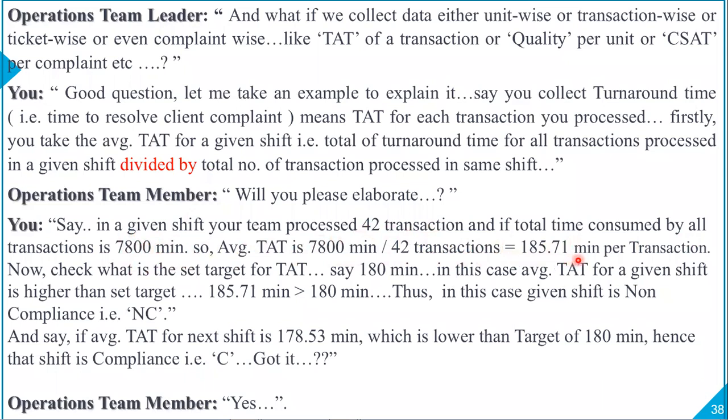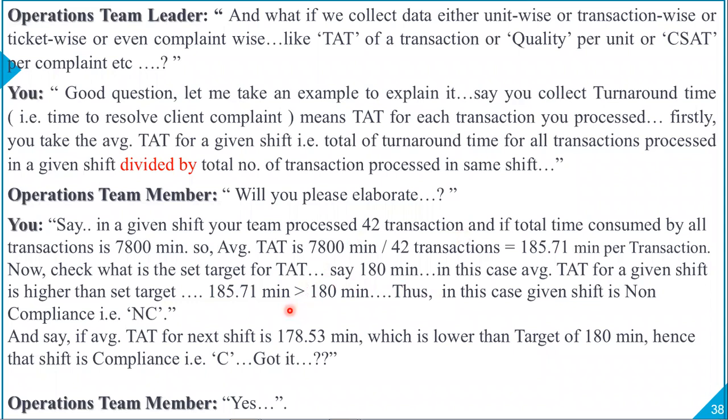185.71 minutes per transaction. Now check what is the set target for TAT, turnaround time. Say it is 180 minutes, for example. In this case, the average TAT for a given shift is higher than the set target. 185.71 minutes is definitely more than 180 minutes. Thus, in this case, the given shift is non-compliant, that is NC.